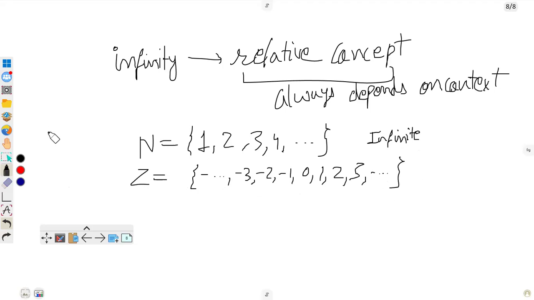Okay. Suppose we want to compare the number of elements in the set of natural numbers and the set of integers. Which will have more elements? Integers. No, both have the same number of elements. How?